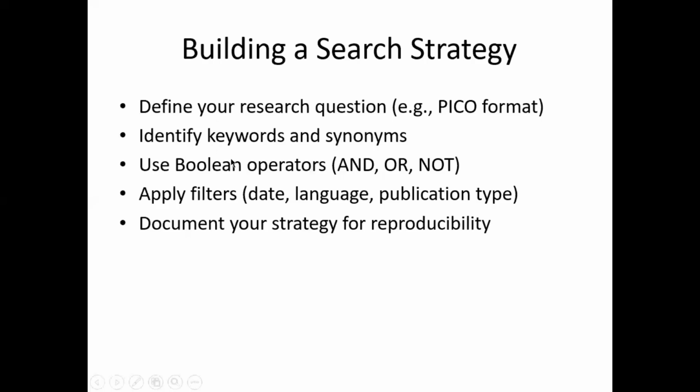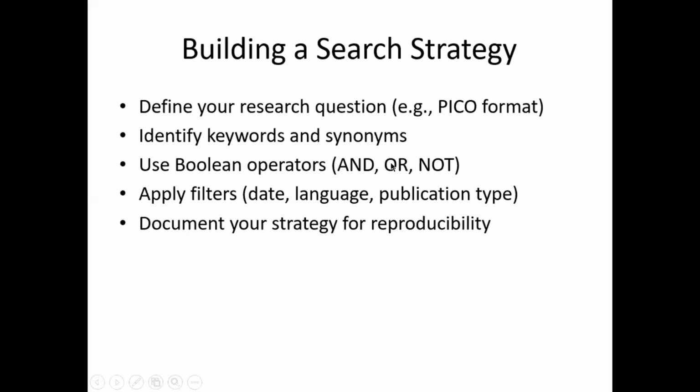Use Boolean operators. Boolean simply refers to something that has a true or false value, like it's either 1 or 0. So what we're going to do is use the terms AND and OR. For example, if you want to look at kangaroo mother care in Kenya, you say kangaroo mother care AND Kenya, right?